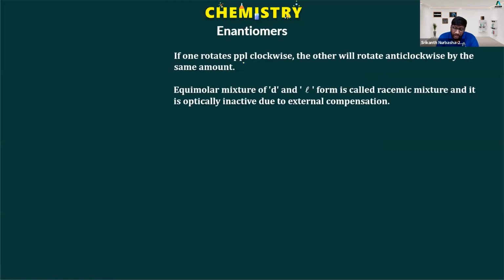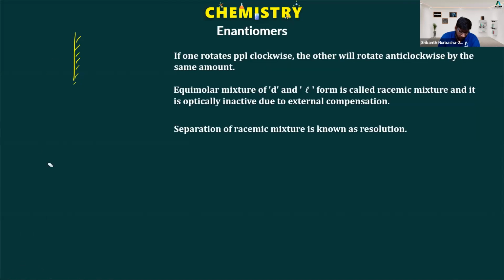If one rotates plane polarized light clockwise, the other will rotate it anti-clockwise by the same amount. Like we have a particular compound A and the same compound taken in the mirror image. We'll take an example, you will get clarity. Like CH, Cl, Br, F, let us say, and its mirror image is going to be CH, with Cl in this direction, F in this direction, Br in this direction. So these two are mirror images and they are non-superimposable with each other.